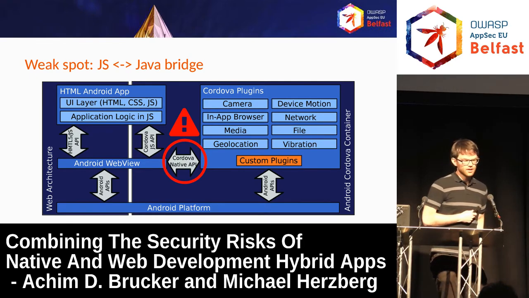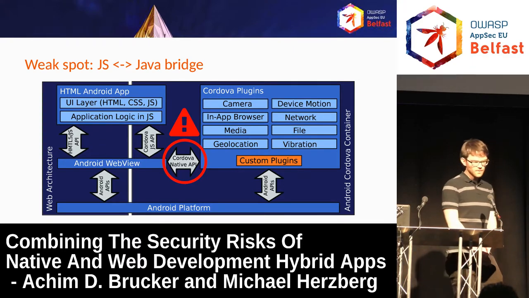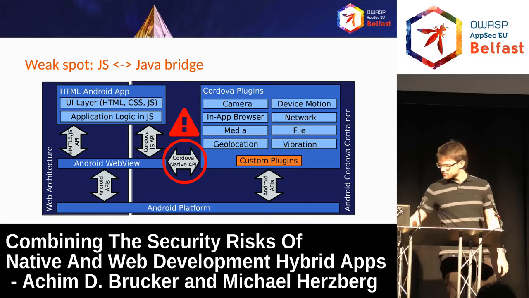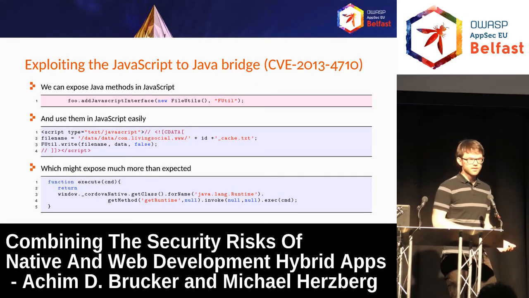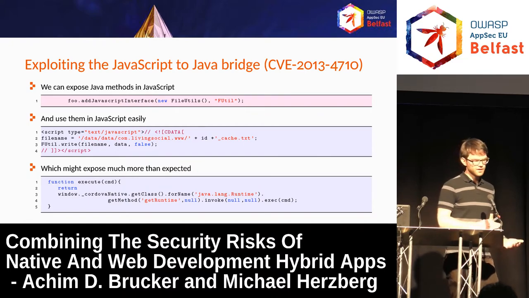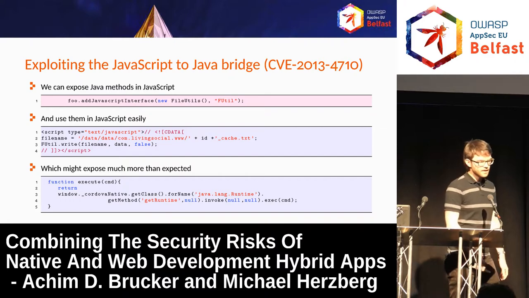So yeah, we found that this JavaScript and Java bridge is actually the main focus of the security analysis of a hybrid app. And this is not only due to weaknesses that can be found in the Cordova framework itself, such as this one here from a few years ago.